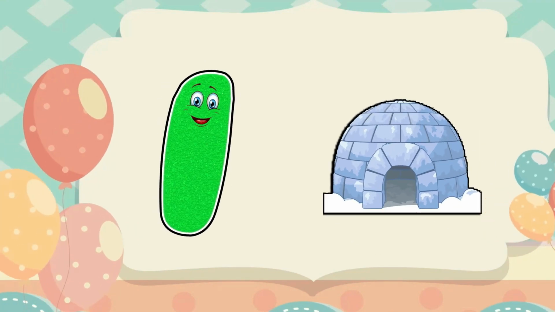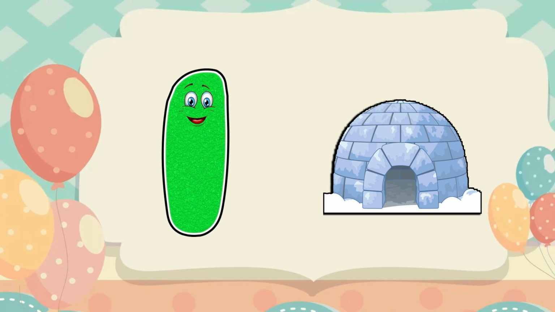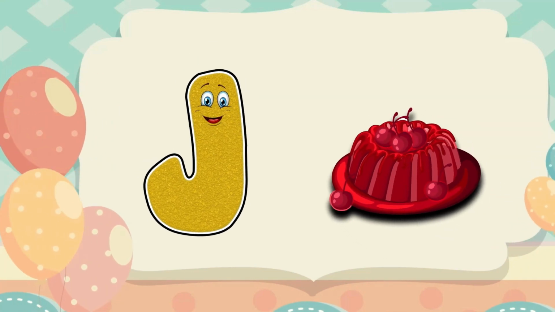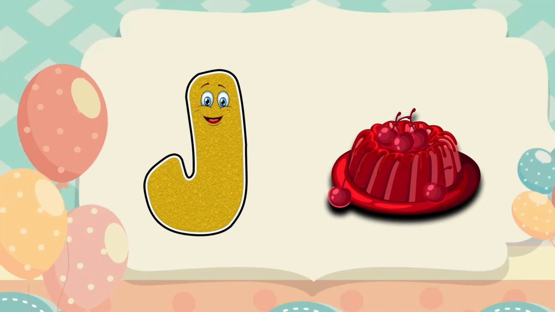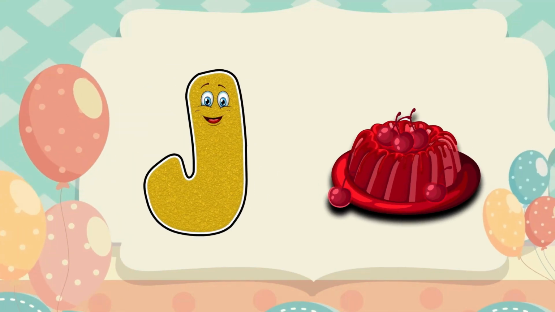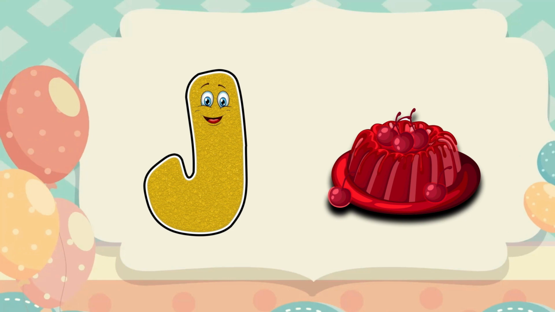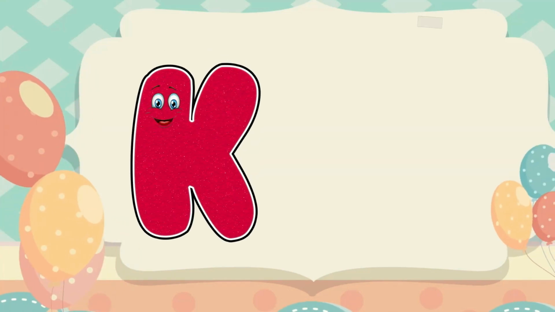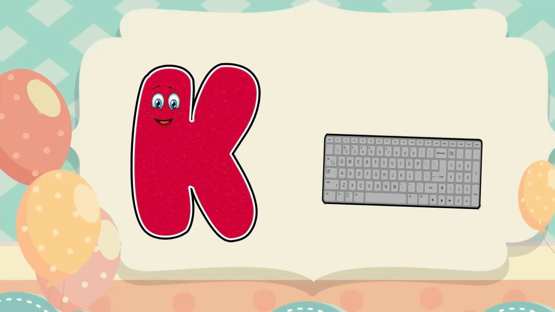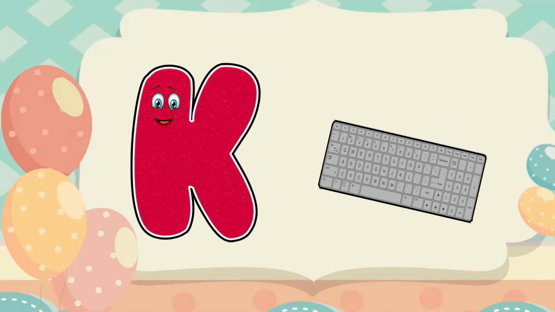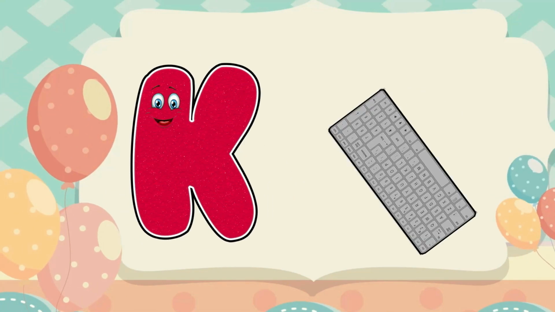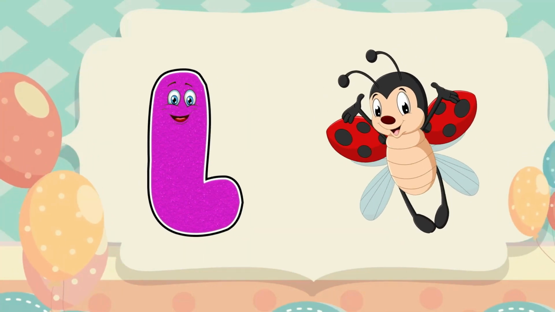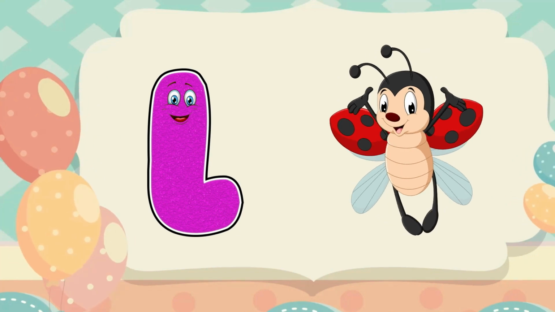I is for igloo, igloo, igloo. I, igloo. J is for jelly, jelly, jelly. J, jelly. K is for keyboard, keyboard, keyboard. K, keyboard. L is for ladybug, ladybug, ladybug.